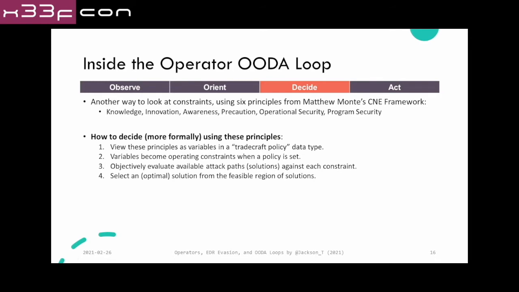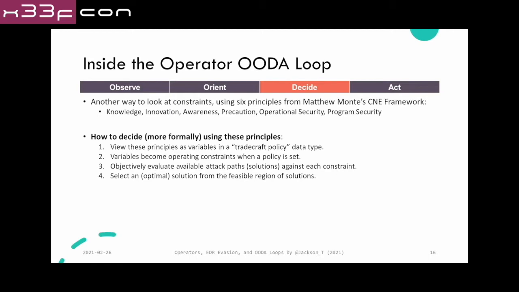So yeah, these are the principles I try to keep in mind while doing ops. I'm definitely not perfect at it, but I can see how they fit in the context of this OODA loop model. So whenever I have some attack path options available to me, I can decide on which to choose by looking at these principles as variables in a data type we can call a tradecraft policy. Each variable maps back to the degree to how much or how little we intend to demonstrate the principle, perhaps represented as a Likert scale.